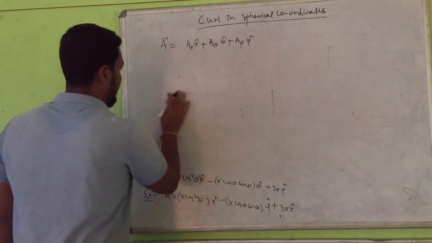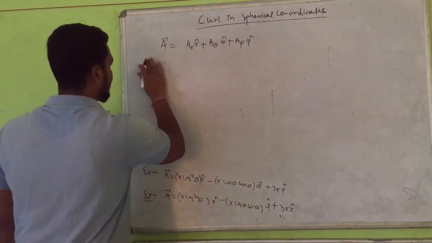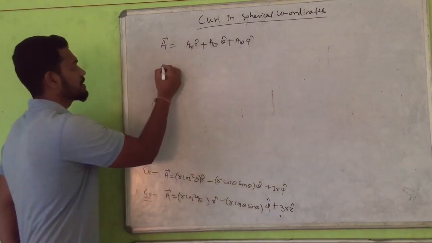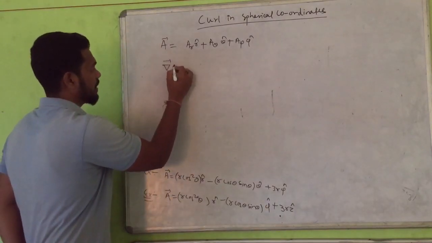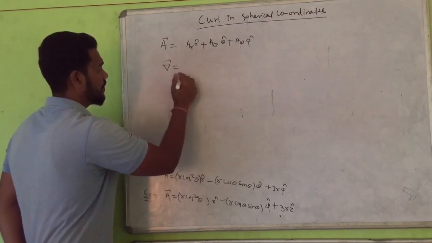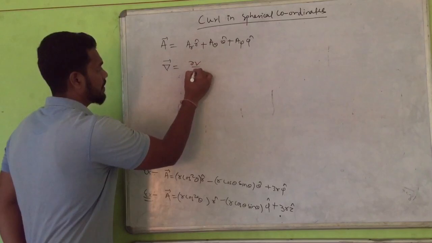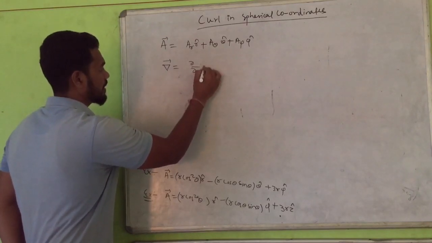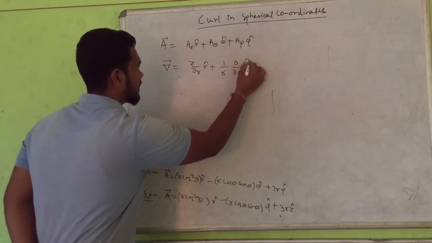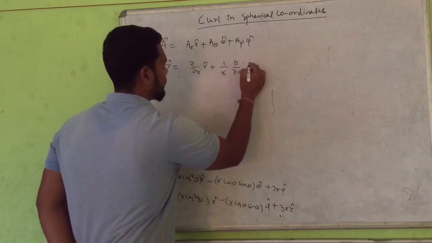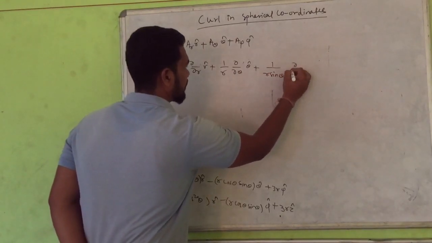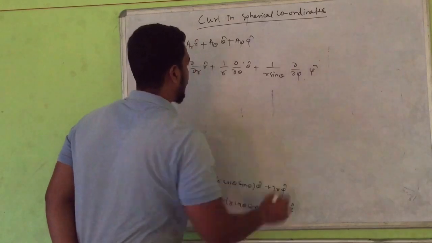So we already know how to write the grad operator in spherical polar coordinates, which can be written as del upon del r, r cap, plus 1 by r del upon del theta, theta cap, plus 1 upon r sin theta del upon del phi, phi cap.